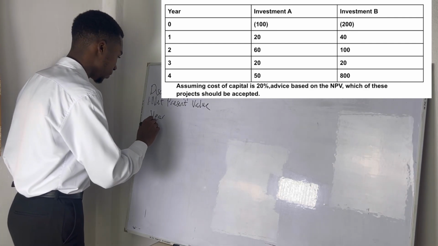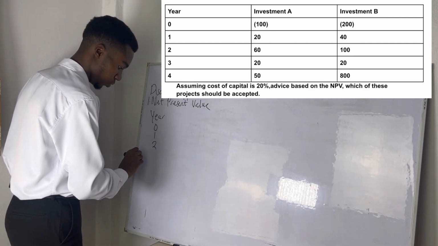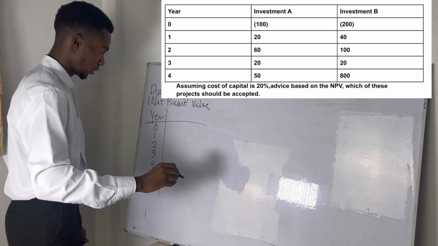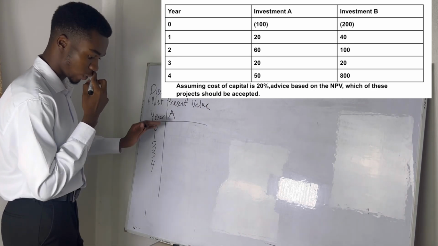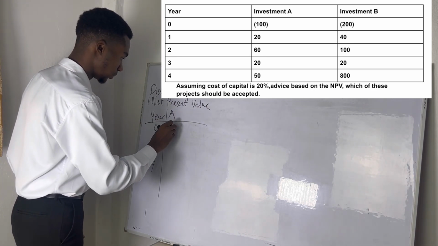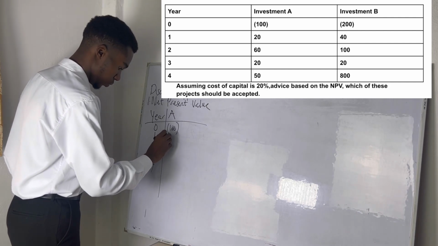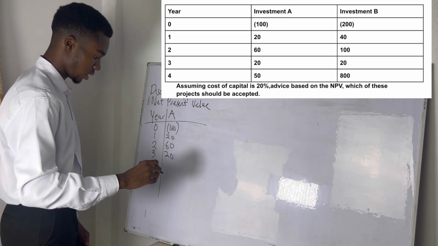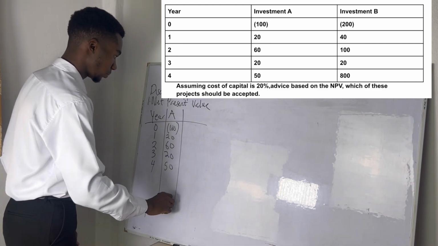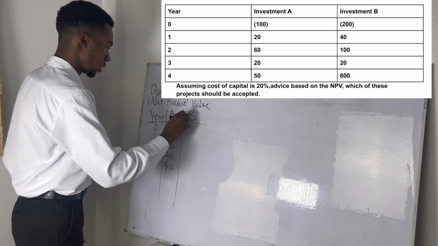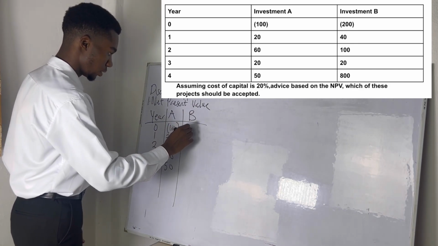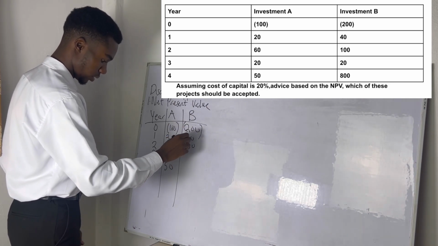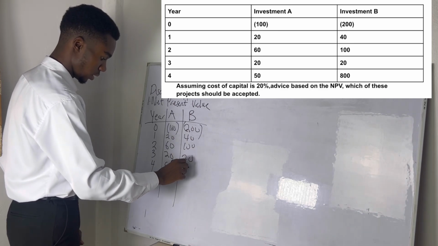So we have year, then 0, 1, 2, 3, 4. Then we have investment A. So this is one particular investment. Then you have 100. Then year 1, we have 20. Year 2, we have 60. In year 3, we have 20 again. Then year 4, we have 50. Then investment B, we have 200, which is for year 0. We have 40, 100, 20, and 800.